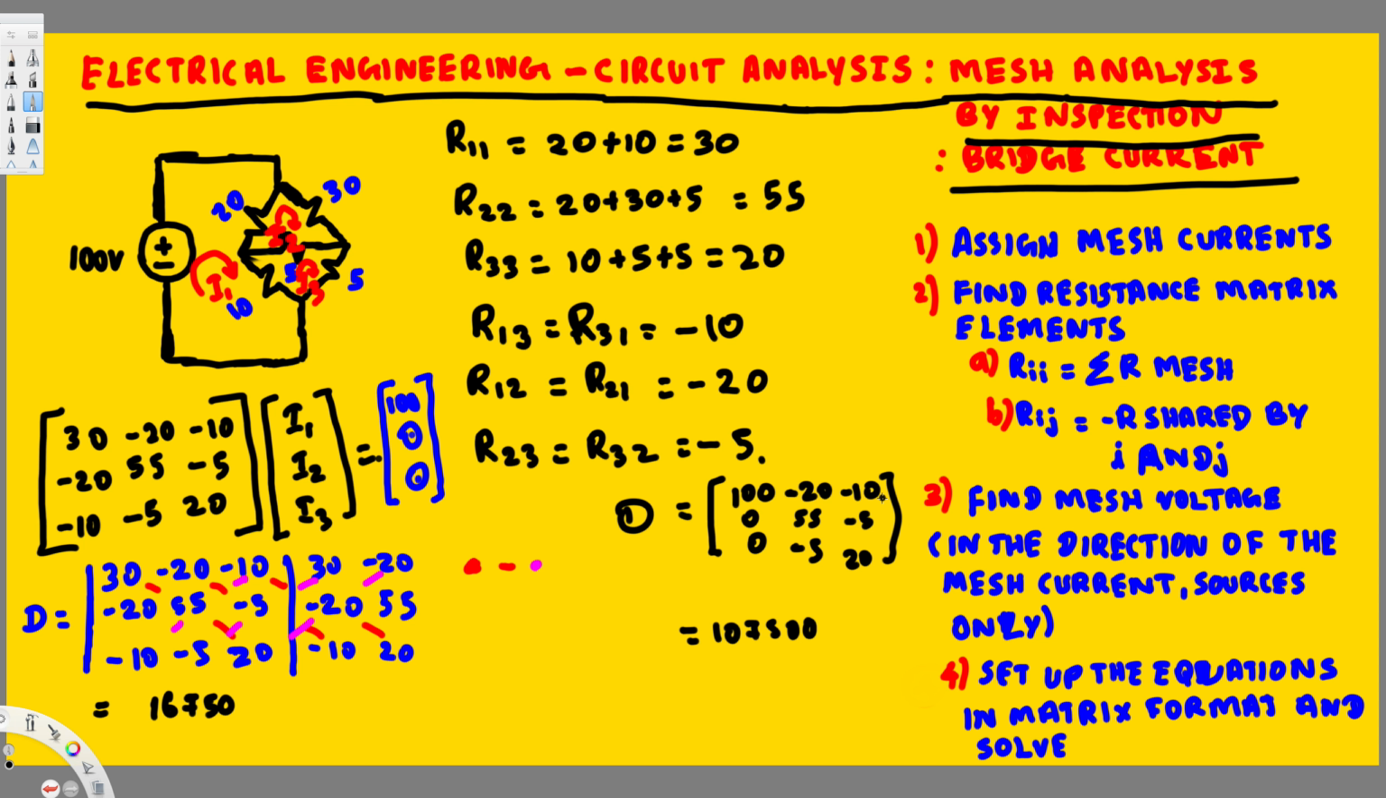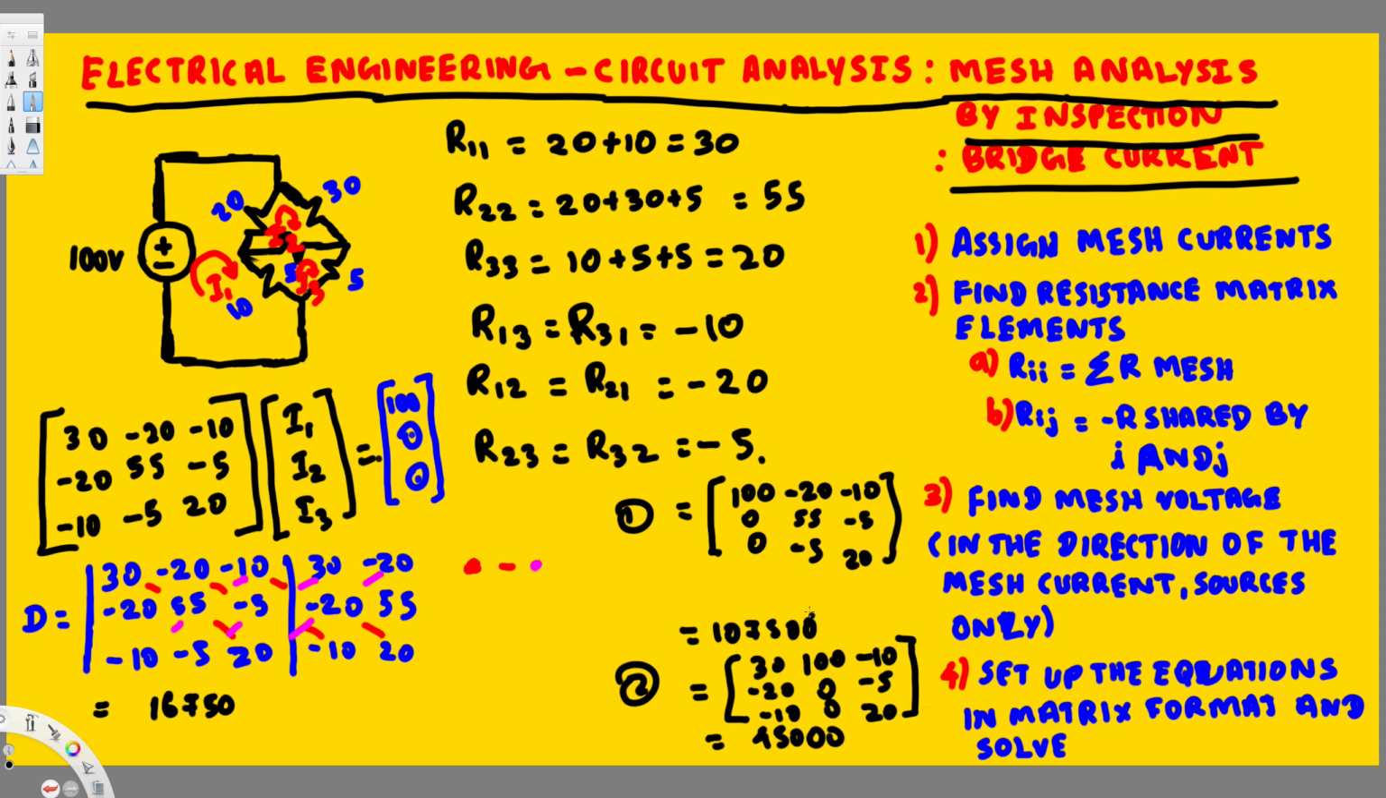You do the same thing for the second one. You swap this voltage with the second column, and the first and third columns remain the same. So that's going to be 30, minus 20, minus 10, and the second column is going to be 100, 0, 0, and the third column remains the same, minus 10, minus 5, 20. If you find the determinant, you will get 45,000.